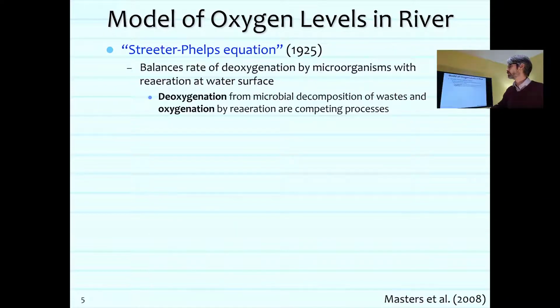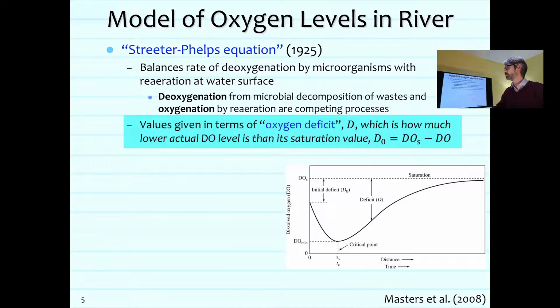The model of oxygen levels in the river that we'll look at is called the Streeter-Phelps equation, which dates back to 1925. This balances the rate of deoxygenation by microorganisms with reaeration at the water surface. The deoxygenation from microbial decomposition of wastes and oxygenation by reaeration are competing processes. The values for this model are given in terms of an oxygen deficit, or D, which is how much lower the actual DO level is than its saturation value.